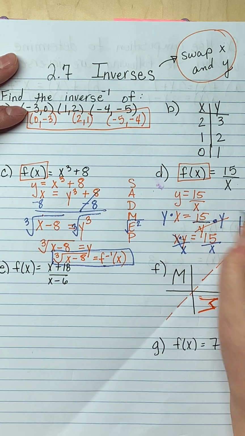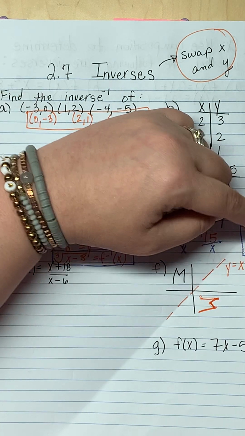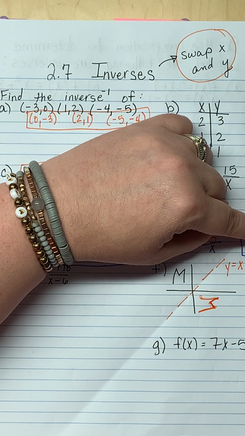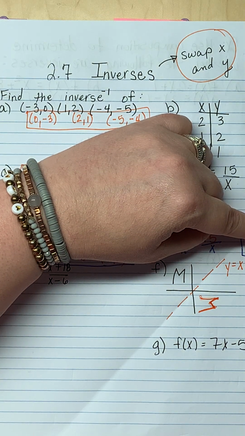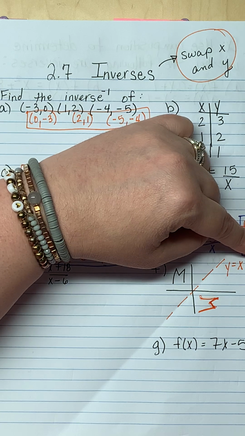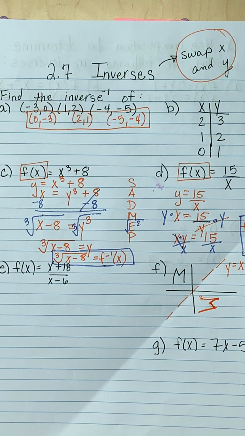So if this would have said like x plus 1 in the denominator, then x would not be equal to negative 1, because negative 1 plus 1 is 0.